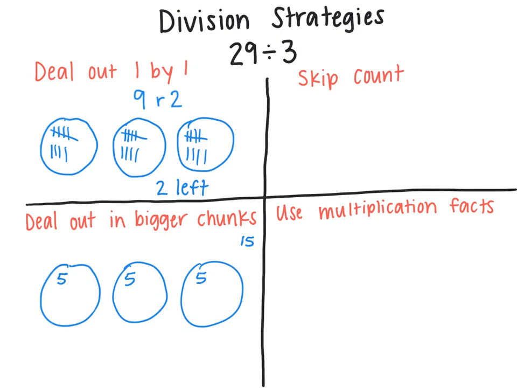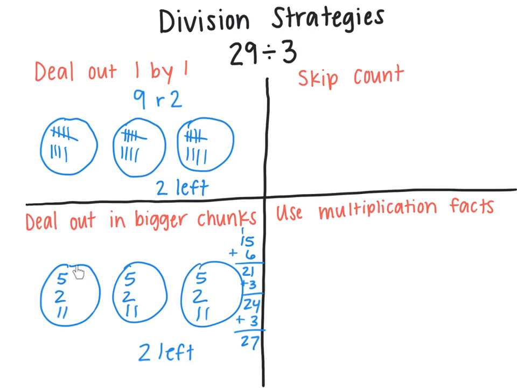Now I might also put like a 2. And I know 2 plus 2 plus 2 is 6. So then I might add these together and I would get 21. So now I'm at 21, but I want to get to 29. So now I might deal them out into smaller chunks. So I might do 1, 1, 1, and that would be 3. So now I'm at 24. I do 1, 1, 1 again. And now once again I'm stuck at 27. And so I would say that I have 2 left.